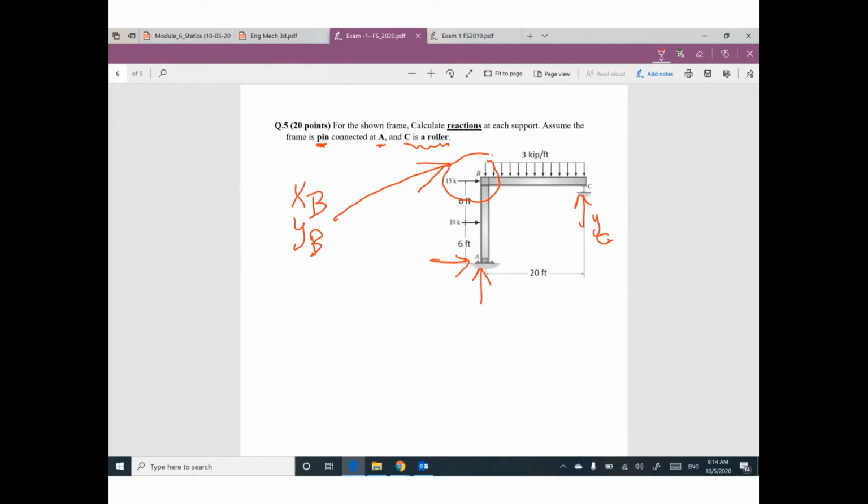You have two supports. One at A, what is the type? It's pin. One at C, what is the type? It's roller. So we have 2 reactions at A, 1 reaction at C. Go ahead and get your equivalent. Apply summation Fx equals 0, summation Fy equals 0, summation moment at any point equals 0.